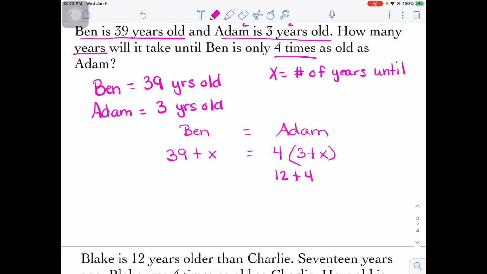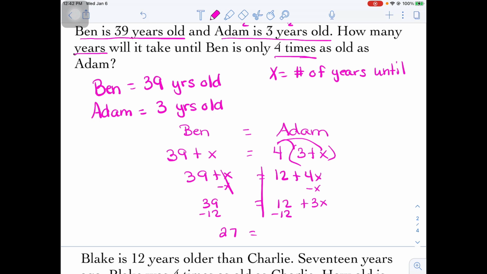4 times 3 is 12 plus 4x, just distributing, and 39 plus x. Now we're going to solve for x. Minus x, minus x. I'll put my wall here for you guys to see. And we have 39 left on this side, 12 plus 3x. Move over our 12 by subtracting. 39 minus 12 gives me 27 is equal to 3x. Divide by my coefficient. So I have x is equal to 9. So the number of years that it will take for them to be 4 times as old as the other is 9 years. So that would be our answer.